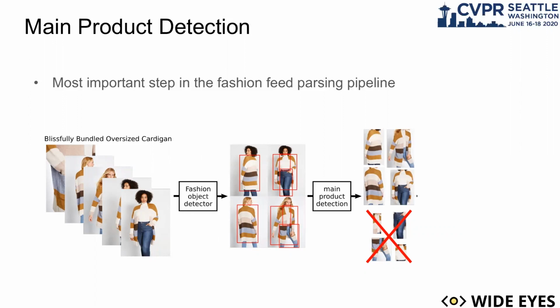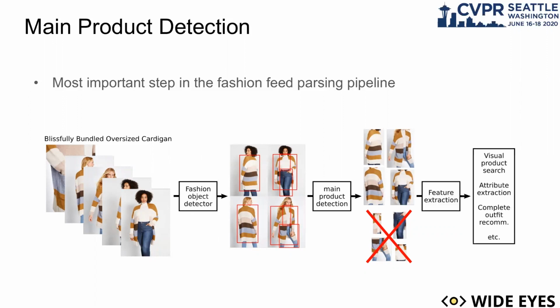Since we parse the input, we can then use these bounding boxes to extract features to be used for any other task, like visual search or attribute extraction. So if the main product detection fails, then the output would not be the desired output in the following steps. Therefore, it's the most important step in the pipeline.